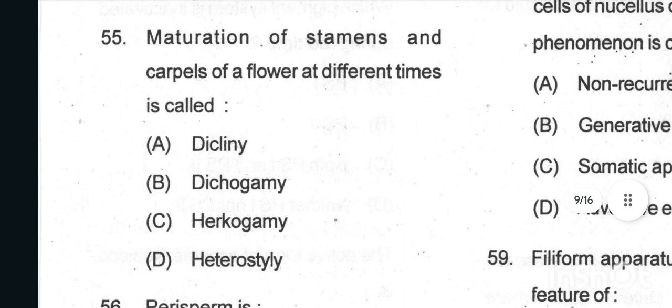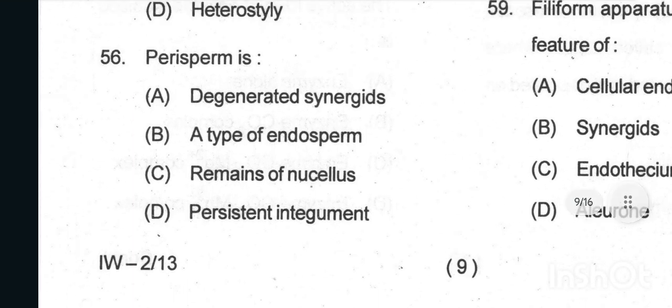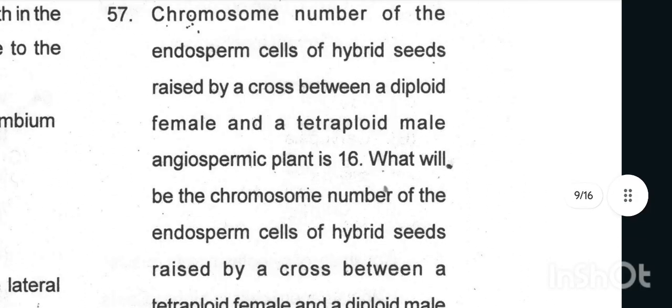Question number 55, maturation of stamens and carpels of a flower at different times is called dichogamy. When there is a physical barrier between stamen and carpel, it is called herkogamy. Perisperm is the remaining part of the nucellus. So option C is the correct one.